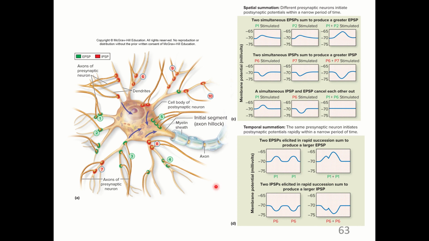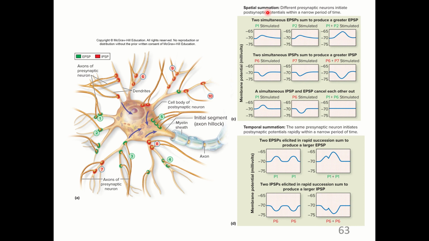Wow, this is an intense illustration, isn't it? But it's really showing some rather simple concepts of spatial summation and temporal summation. So here we see the green illustrates the excitatory postsynaptic potentials, and the red illustrates inhibitory postsynaptic potentials.